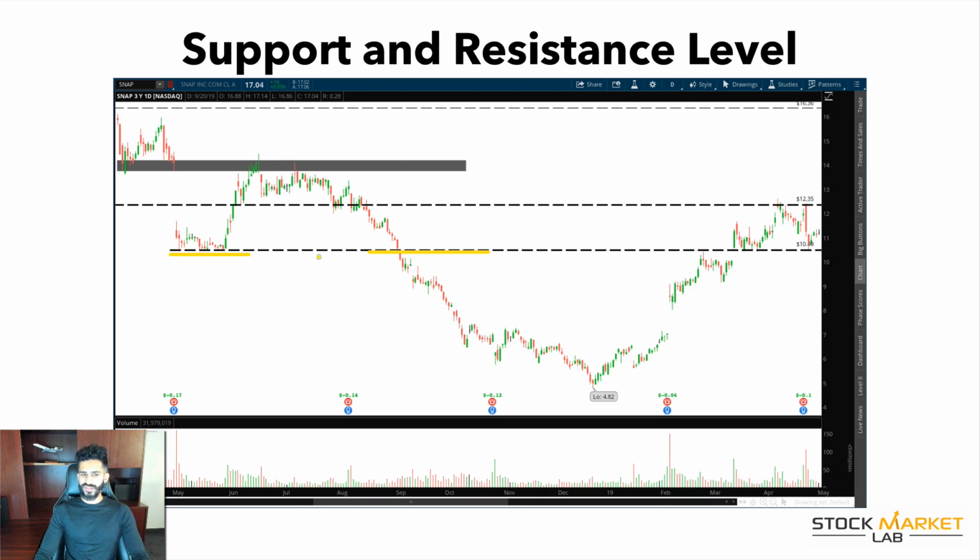Same thing here. You can see the same line that worked as support, and failed, is now resistance, and works as support. You can see it worked as support, resistance, resistance, resistance. Same concept. The zones are just a little bit larger, right?